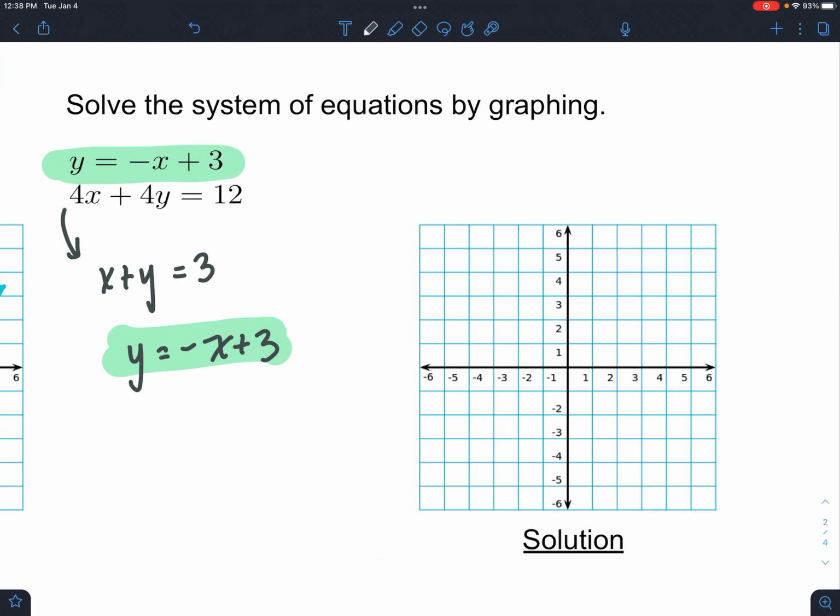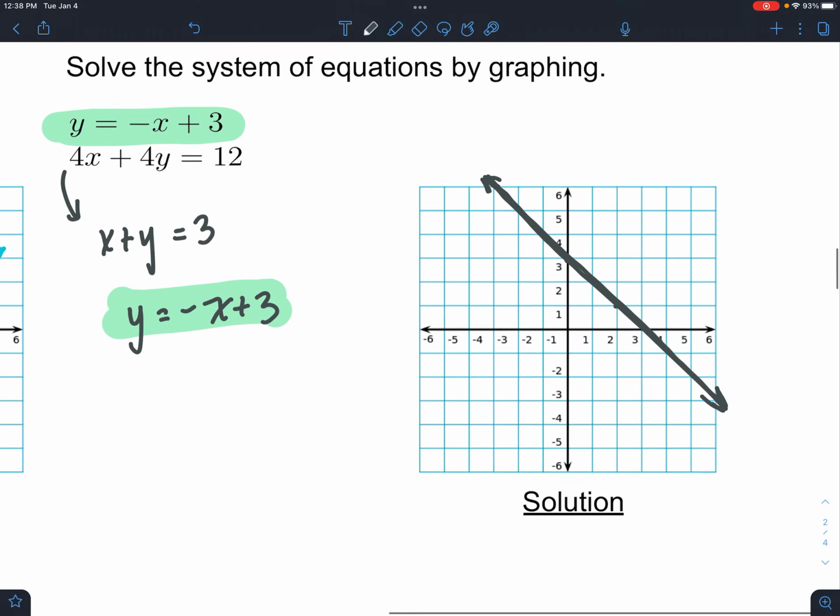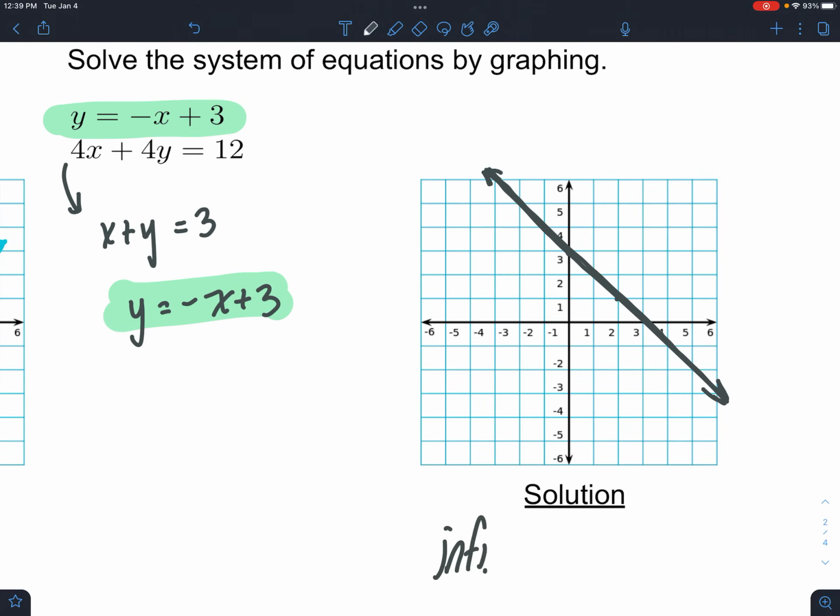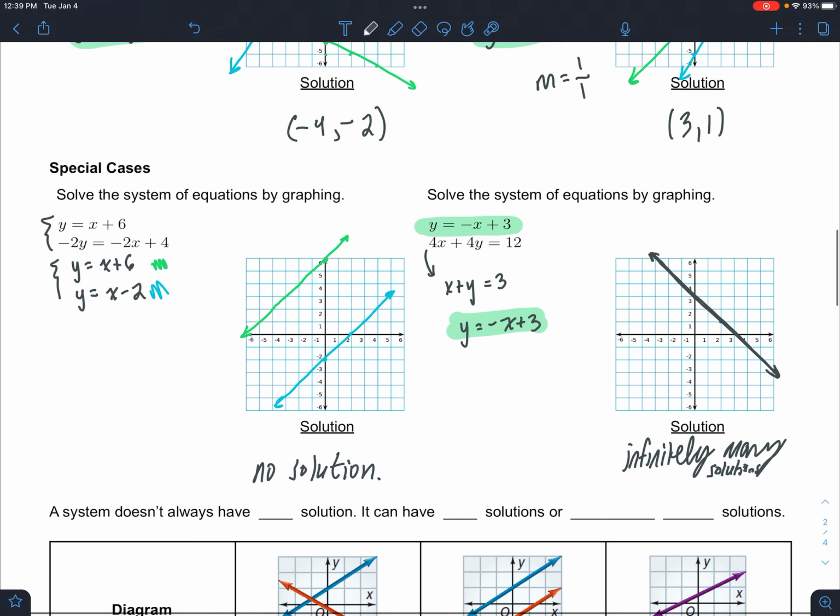So basically, if we sketch this, so going down 1 over 1, and then if I were to graph it again, I would graph it right on top of itself. So that means there's infinitely many intersection points. Everywhere you look on the line, it intersects with itself. So this is where we say infinitely many solutions. Okay? So those are your two special cases.